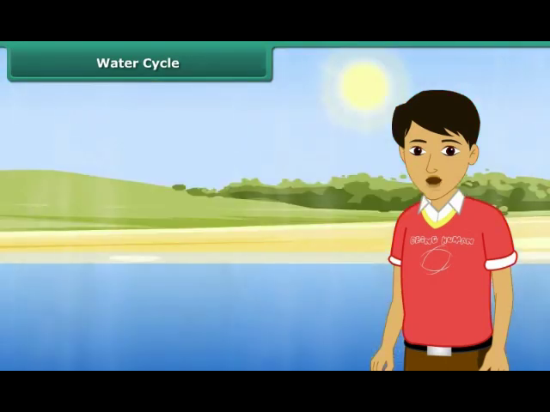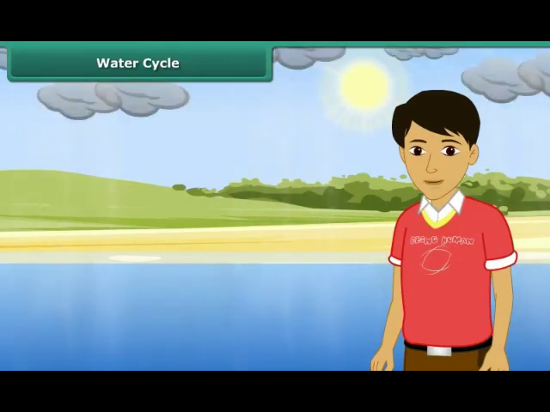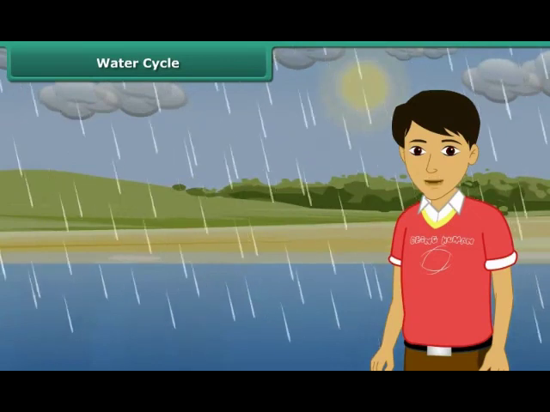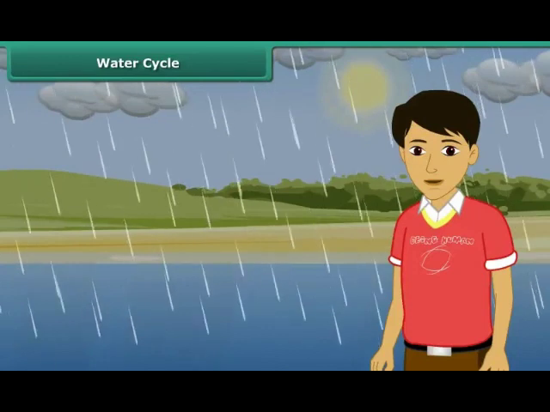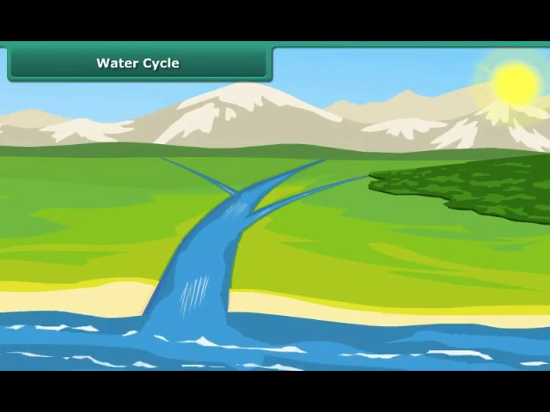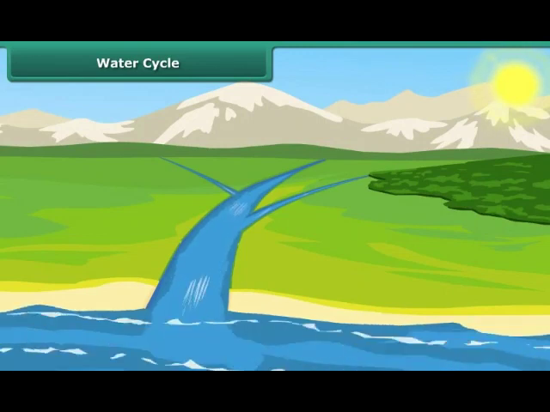The water vapor rises up in the air, cools and turns into tiny water droplets. These droplets come together to form clouds. This process is called condensation. When the clouds become too heavy, the water droplets in them fall on Earth in the form of rain, hail, sleet, or snow. The process is known as precipitation. The water received by Earth as rain, hail, or snow goes into the oceans, seas, rivers, and lakes.